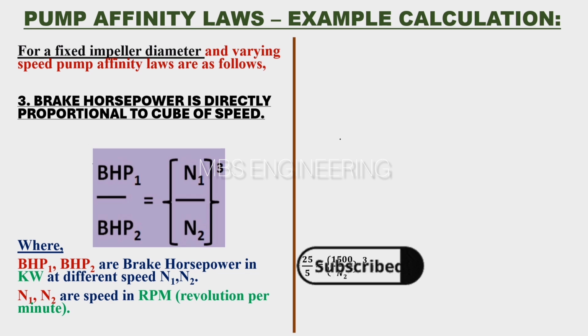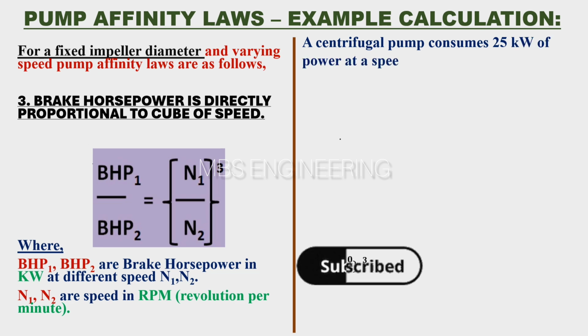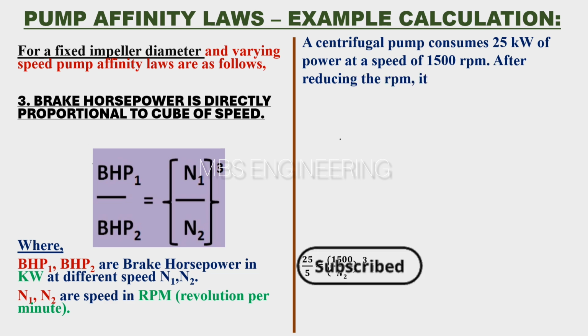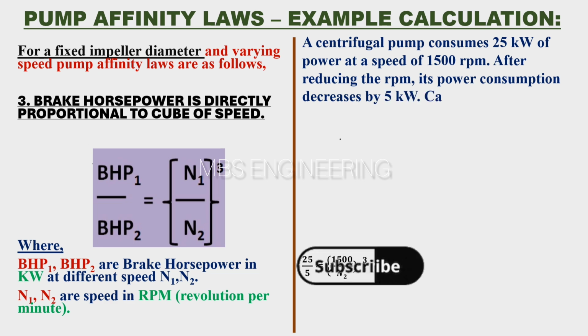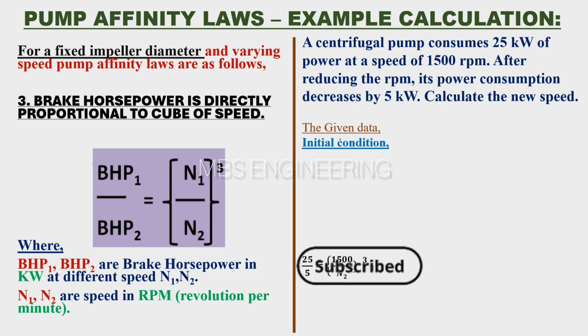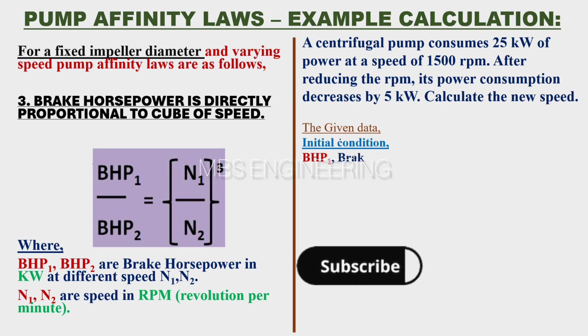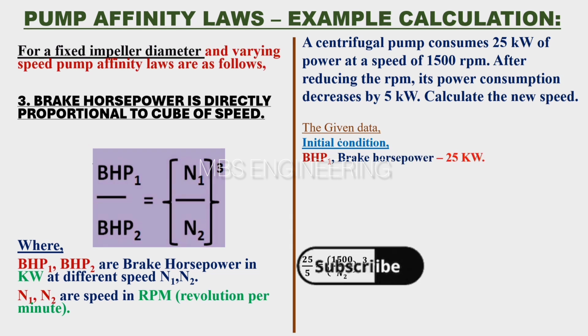Next, we will go through some sample calculations for a better understanding. A centrifugal pump consumes 25 kW of power at a speed of 1500 revolutions per minute. After reducing the RPM, its power consumption decreases by 5 kilowatts. Calculate the new speed. The given data: the pump's initial conditions are bhp1, the brake horsepower, 25 kilowatts, and n1, the speed, 3000 revolutions per minute.